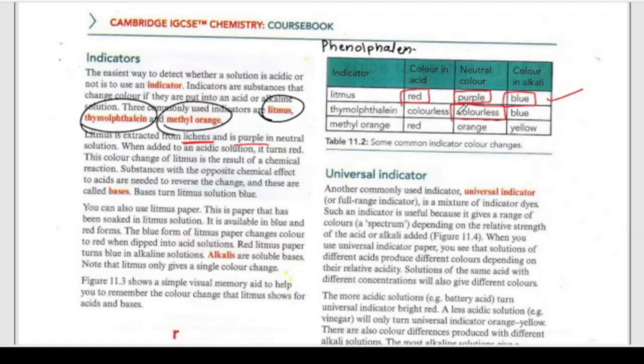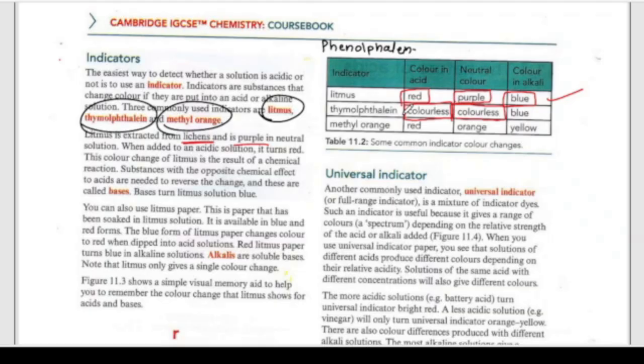So thymolphthalein in acid again doesn't show any color. Okay, doesn't show any color. Now remember, if it is not showing any color when you are performing this in the laboratory, you will not be able to figure out whether the substance is neutral or acid, and for that you have to go for another test. Okay, that is very, very important.